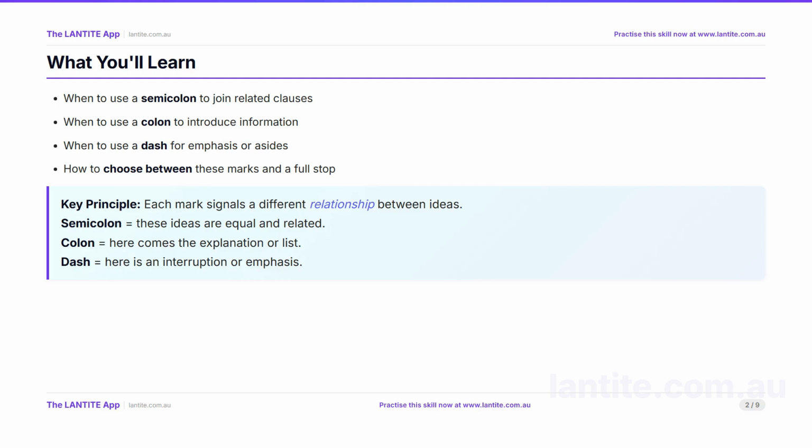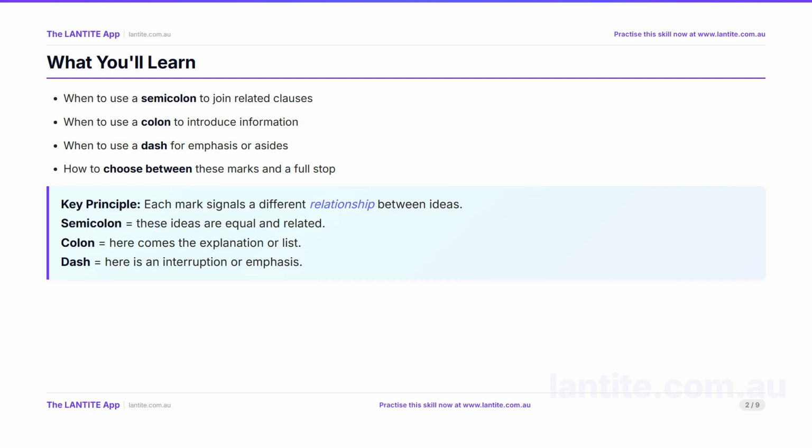Here's what we will cover. Semicolons for joining related clauses, colons for introducing lists, explanations, and elaborations, dashes for emphasis, asides, and parenthetical information. And finally, how to choose between these marks and a full stop.